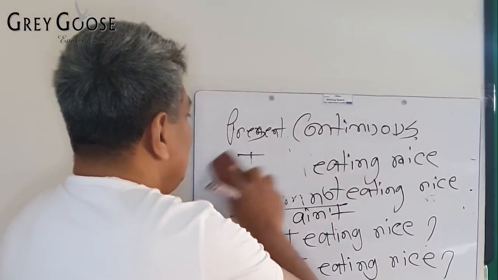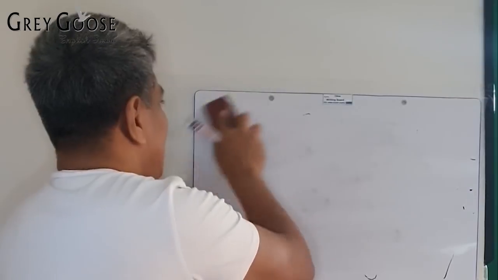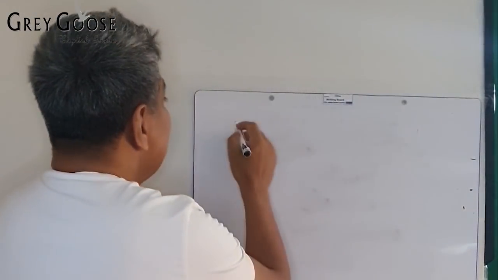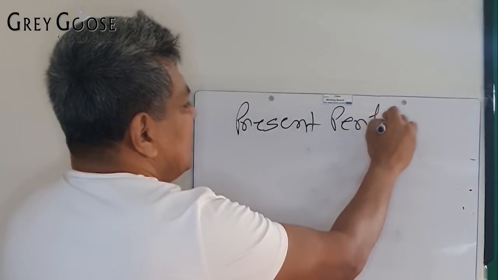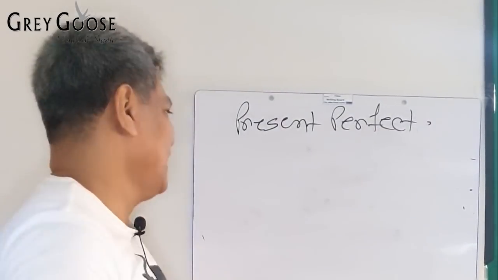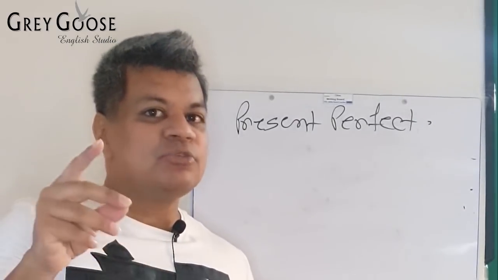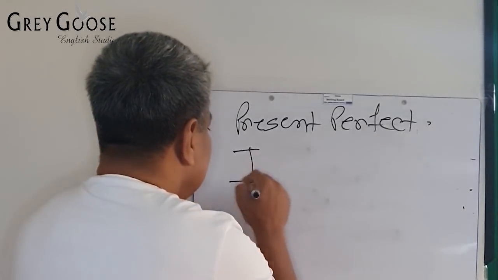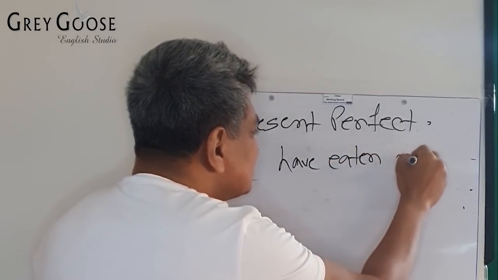Going to the third son, I will rub you off since I've just said that I got a very tiny board. And that's why I could arrange you. Present perfect, guys. That's a very, very important son of present tense. Okay. Present perfect. So I eat rice. If you turn that into present perfect, I have eaten rice.